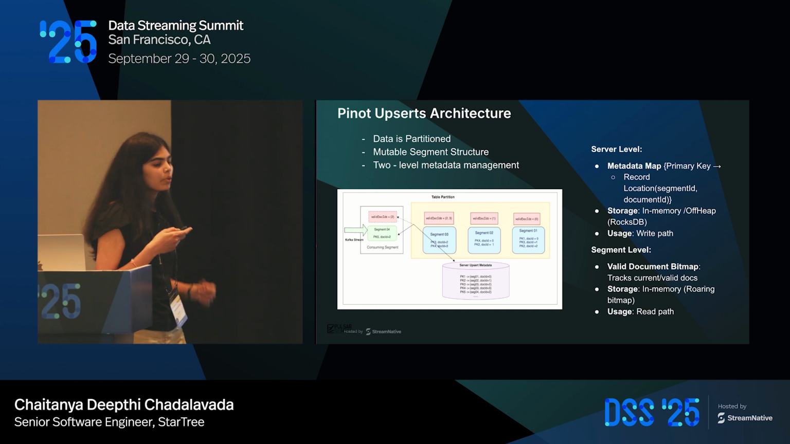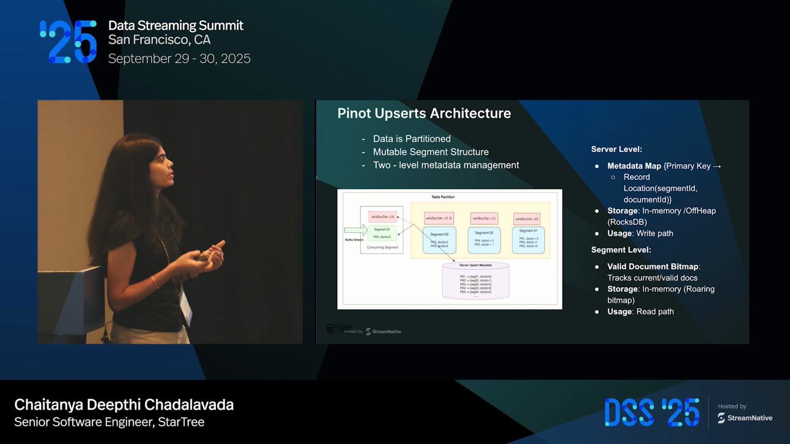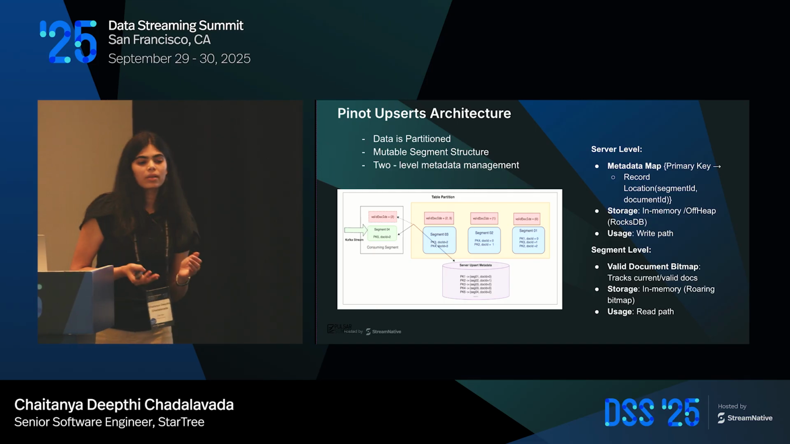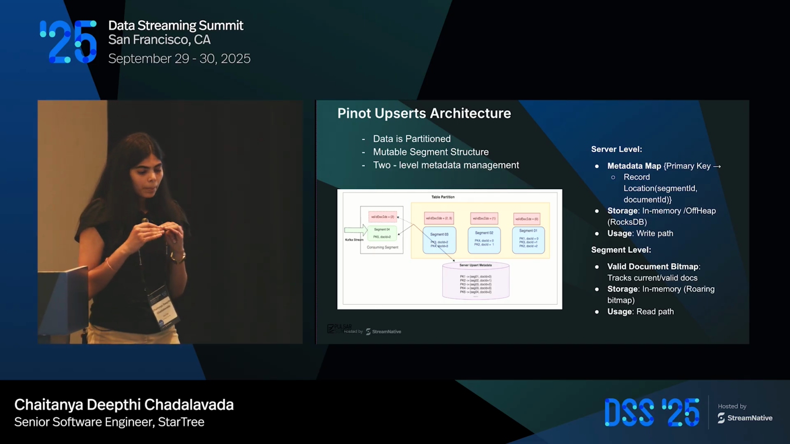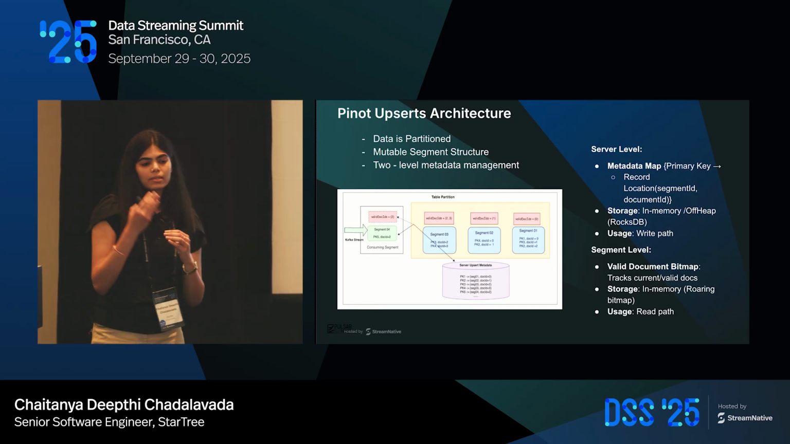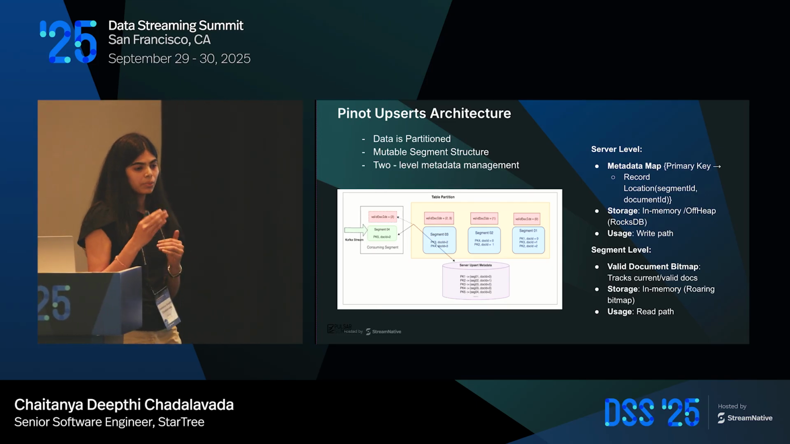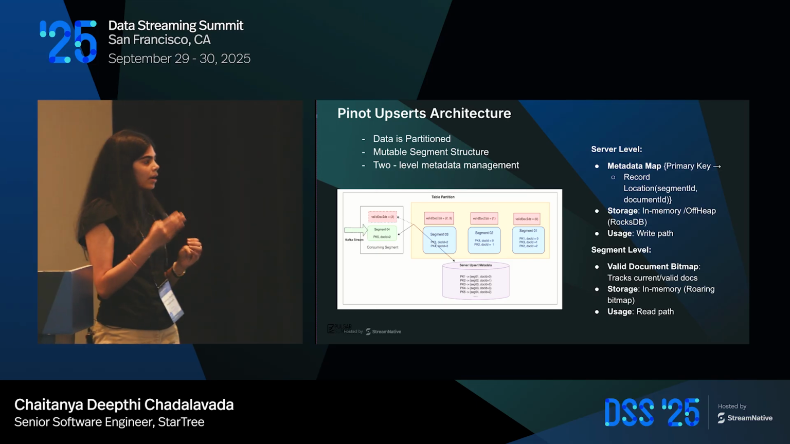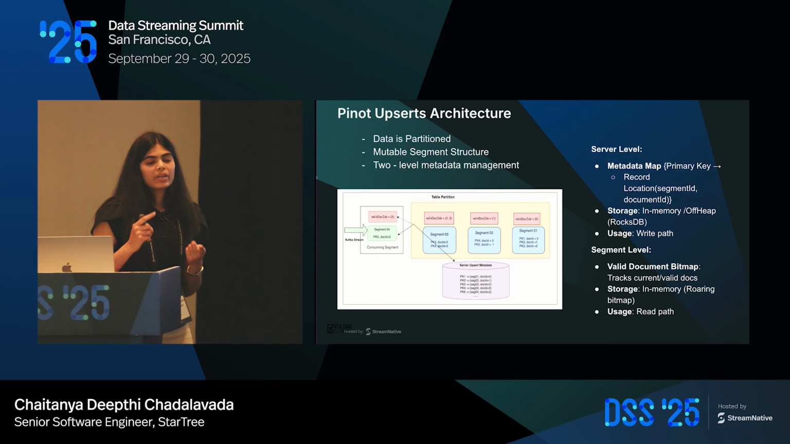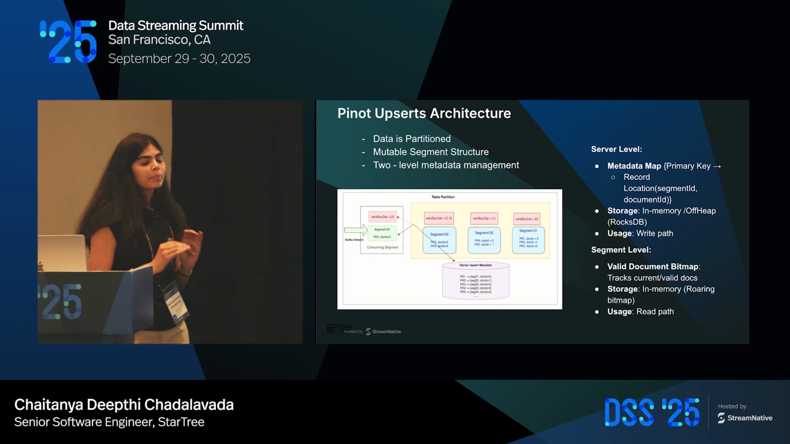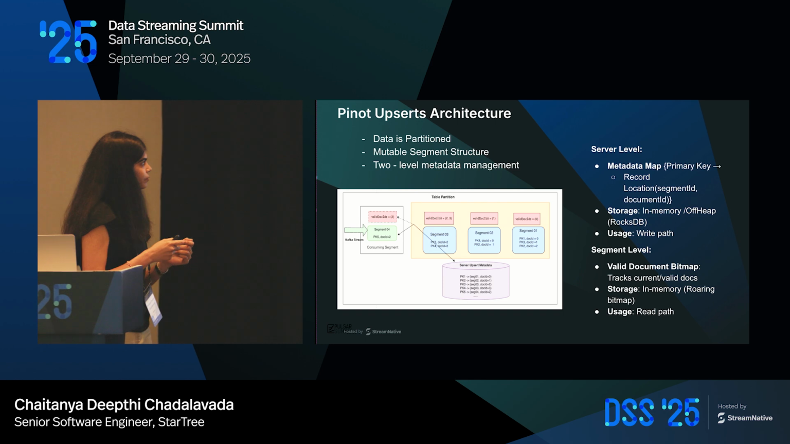Whereas in Pinot, how did we build upserts? What methodology did we use? The main technique we used was to make the segment mutable. Since the segment in Pinot was immutable, we wanted to make it mutable in such a way that we can make updates as fast as inserts. And we assume the data is partitioned, and the primary key is the main basis for Pinot upserts.